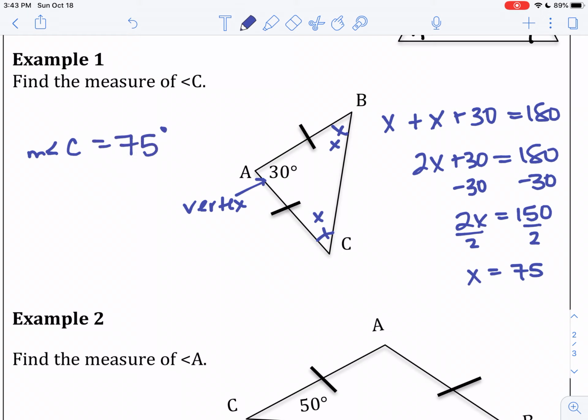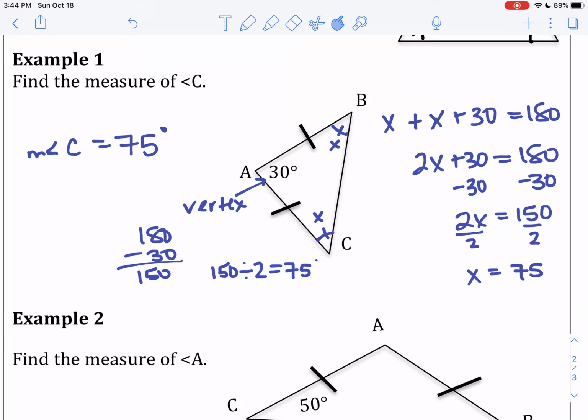Okay, you didn't have to set it up as an algebra equation. You could just use that knowledge that, hey, I know that angles in a triangle add up to 180, so I could take 180 minus the known angle of 30 to get 150. I know I have two angles that must be the same measure, so 150 divided by 2 gives me 75. Either one of these methods is going to work for you. One is more based in algebra, and one is just kind of working through the problem-solving process.